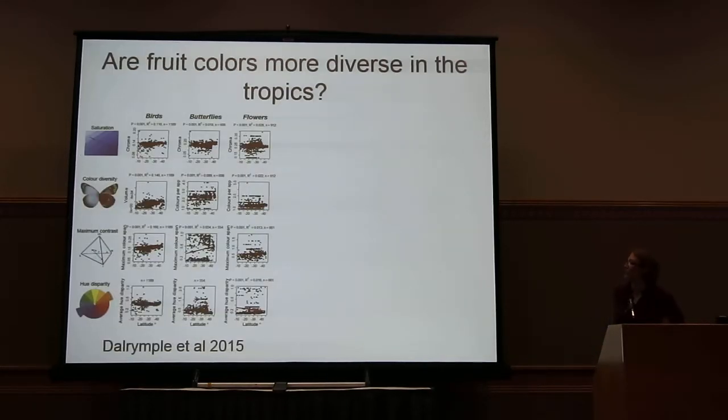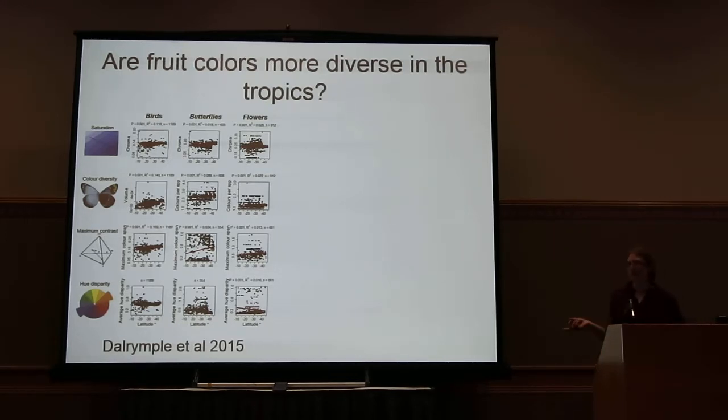Okay, so the second big question is, are fruit colors actually more diverse in the tropics than they are elsewhere? People have thought for a long time, our mental image of the tropics is often like a brightly colored toucan and bees flying around and iridescent beetles and things like that. So you might think that tropical areas are more colorful. That's kind of the impression that a lot of people have.